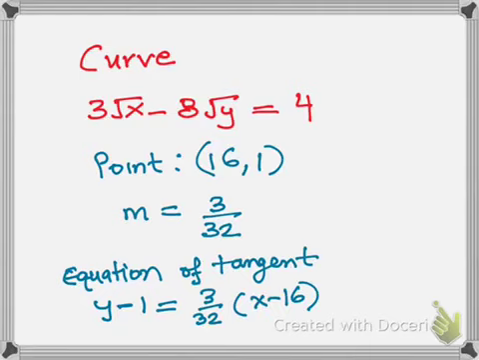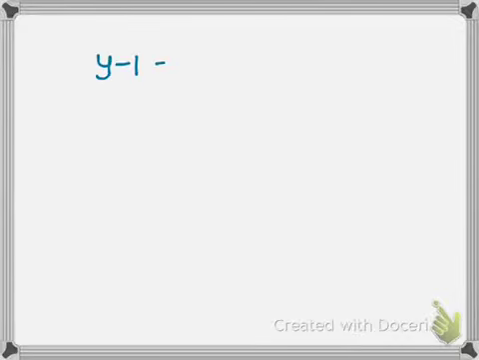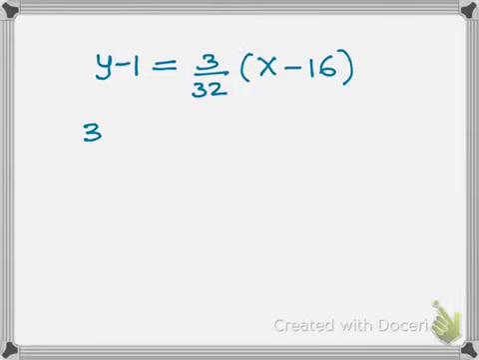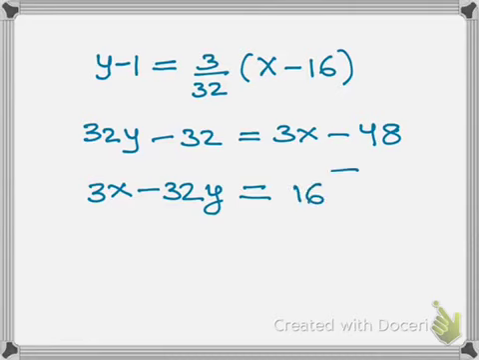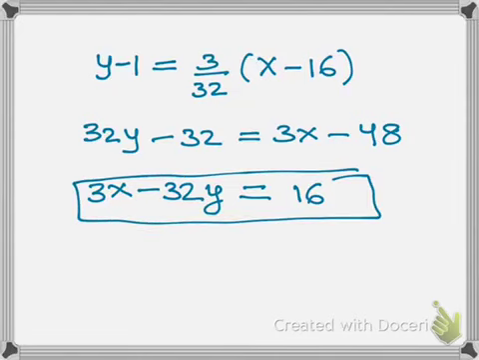Now to simplify, I can multiply 32 on this side and 3 on that side. Y minus 1 equals 3 divided by 32, x minus 16, which is 32y minus 32 equals 3x minus 48. So we have 3x minus 32y equals, moving 32y to this side and 48 to the other side, 48 minus 32 is 16. So this is the equation of the tangent to the curve.